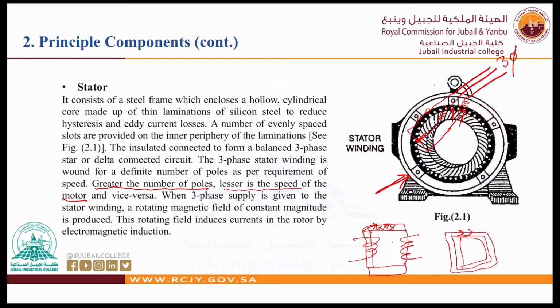When three-phase supply is given to the stator winding, a rotating magnetic field of a constant magnitude is produced. So when you apply three-phase voltage, we will have a rotating magnetic field in the stator. As per Faraday's law, this rotating magnetic field induces current in the rotor by electromagnetic induction.